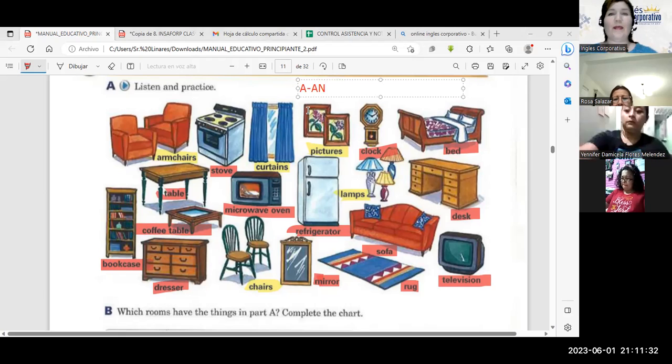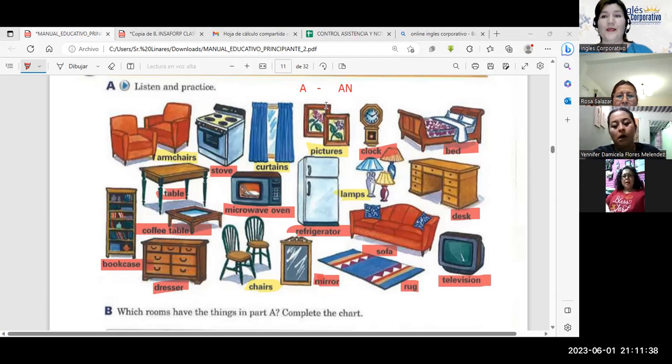¿Cuándo los ocupábamos? Vamos a ver si pusieron atención al módulo pasado. ¿Cuándo ocupamos a y cuándo ocupamos an? An es cuando la palabra que le continúa empieza con una vocal. Exacto. Yes. Y a cuando es una consonante. Consonant. Very good job. A is for consonants, and an is for vowels.